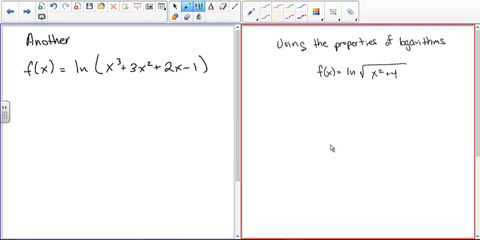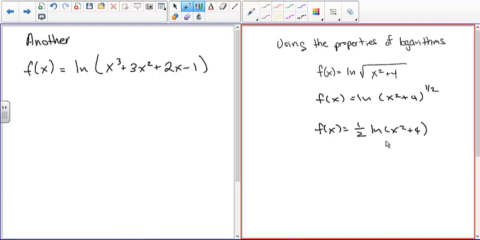Let's use the properties of logarithms. So we're going to both use the properties of logarithms, and then we're going to take the derivative. So before you take the derivative, use the properties of logarithms to rewrite this expression, if you can simplify it by using one of the three properties. In this case, you would rewrite this as the square root is to the 1/2 power, and then you could pull the exponent out front like that.